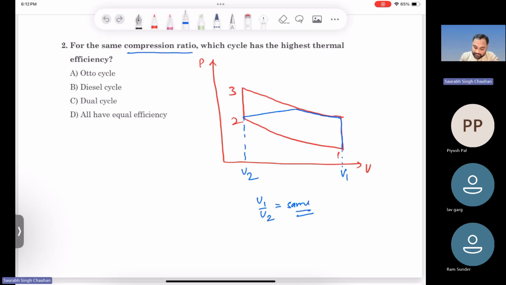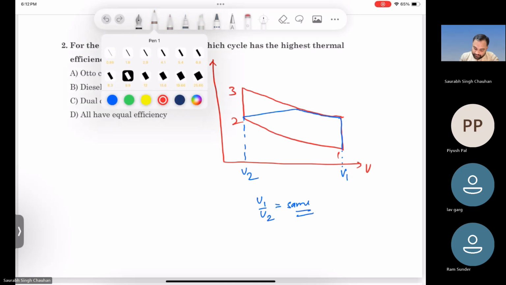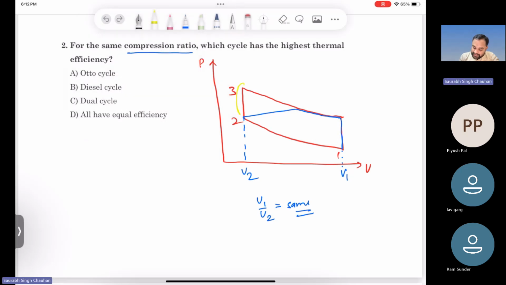Heat addition is taking place from 2 to 3 in the Otto cycle. So the mean temperature for heat addition will be somewhere between T2 to T3.